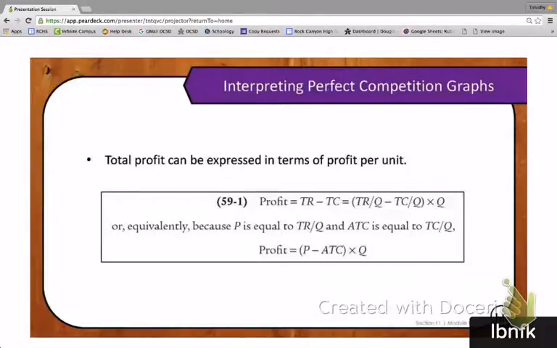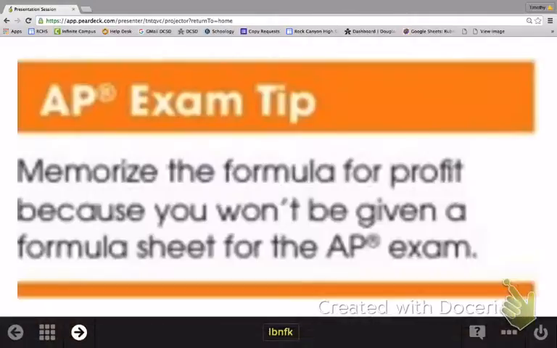Or equivalently, because price is equal to the total revenue divided by the quantity, and average total cost is equal to total cost divided by the quantity, then we could say profit is equal to price minus average total cost multiplied by the quantity. And that's how we could calculate profit, total profit, or profit per unit.